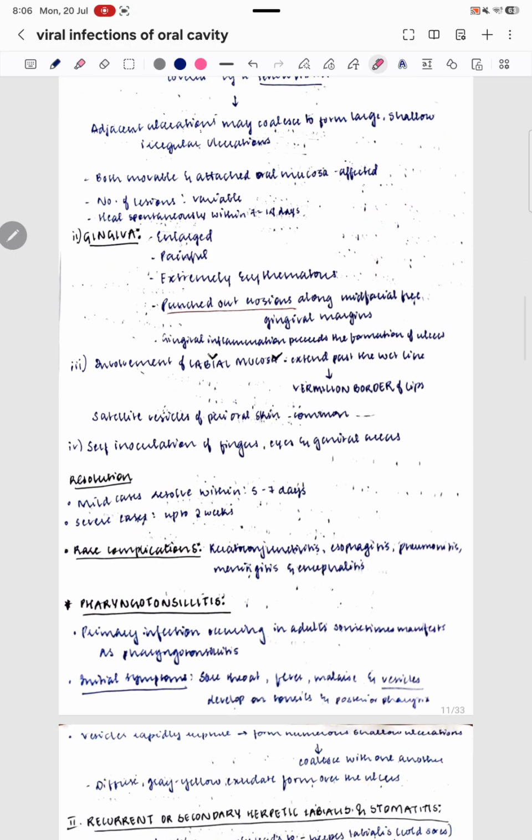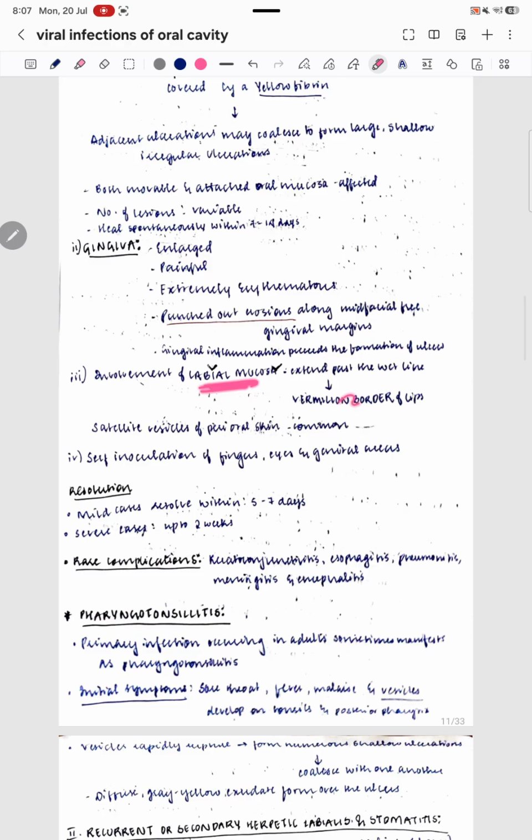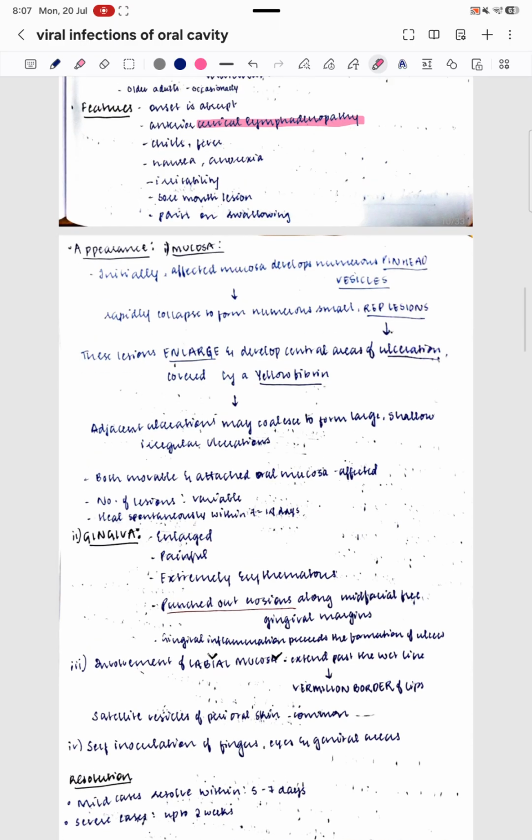Then there is involvement of the labial mucosa which extends past the wet line, that is your vermilion border of the lip. So the area where the labial mucosa is involved is further extending past the vermilion border of the lips. Then the satellite vesicles of the perioral skin are common. Then there is inoculation of fingers, eyes and genital areas. So this is your clinical features.